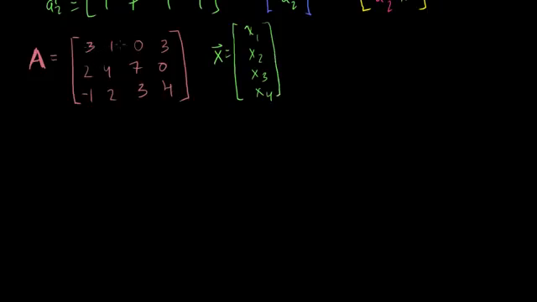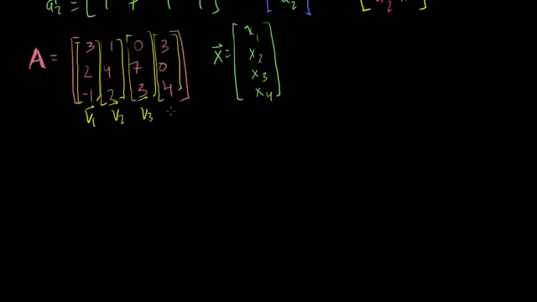Now, instead of viewing these as row vectors, we could view A as a set of column vectors, right? We could call this thing right here vector 1. We call this thing right here vector 2. We call this thing right here vector 3. And we call this thing right here vector 4. Then we could rewrite our matrix A as just a bunch of column vectors: vector 1, vector 2, vector 3, and vector 4.